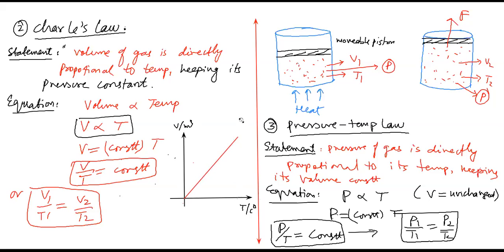Now in a similar way, we need to make the graph for this as well, pressure with temperature. So again, it's the same thing. It should be directly proportional, so a straight line through origin, right? Because both are directly proportional to each other.